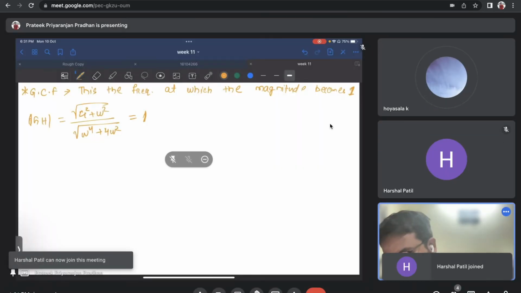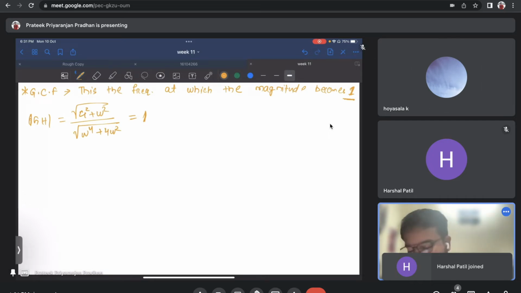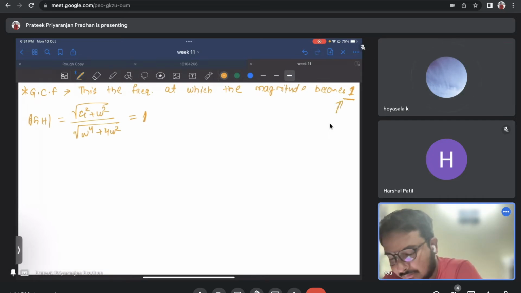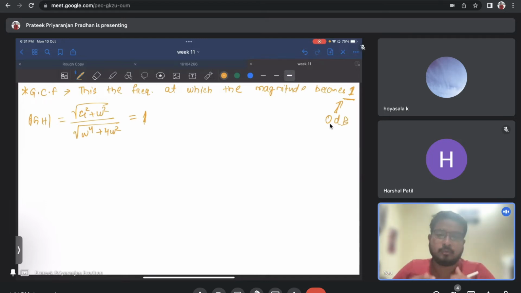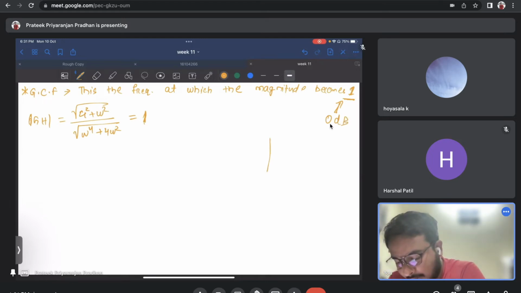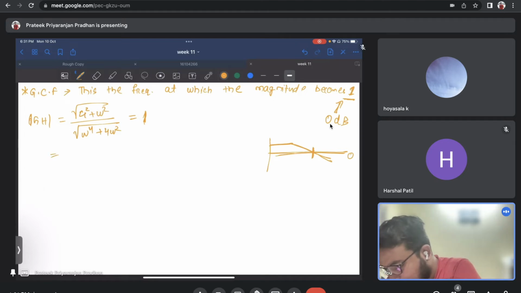Just a quick question. If the magnitude is 1 in normal scale, in dB scale, what will it be? Yes, perfect, 0 dB. That means when you draw the Bode plot, whenever the magnitude plot crosses the 0 dB line, that frequency is called the gain crossover frequency. So can you solve this?